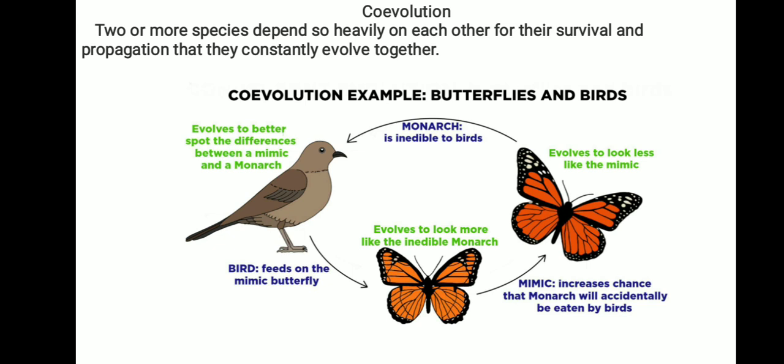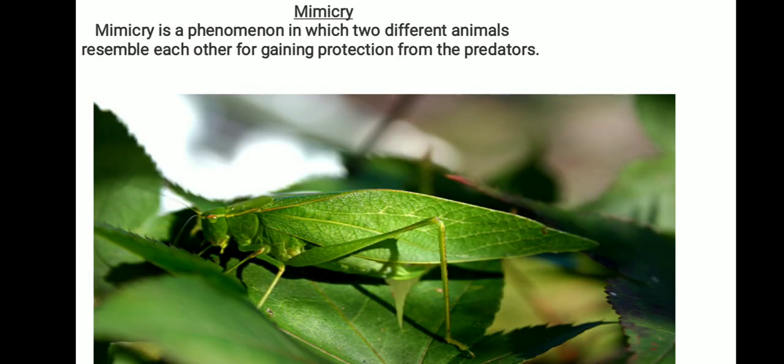Co-evolution. What is co-evolution? Two or more species depend heavily on each other for their survival and propagation, so that they constantly evolve together. Example, butterflies and birds. Mimicry. What is mimicry? Mimicry is a phenomenon in which two different animals resemble each other for gaining protection from the predators.